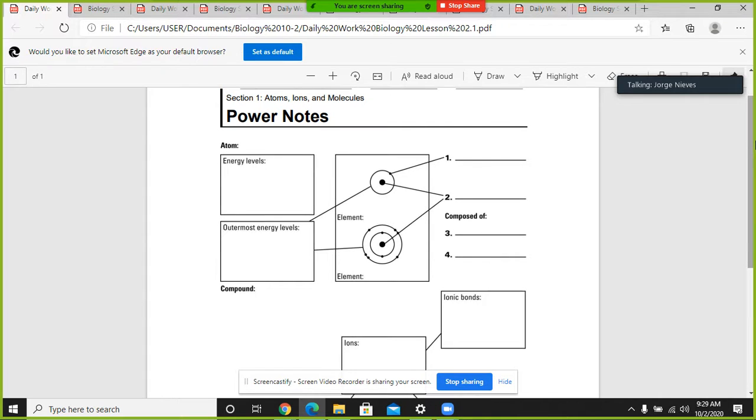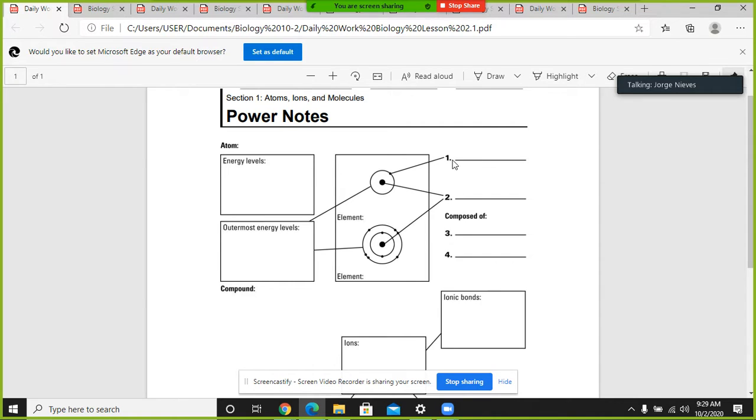The second thing we're going to talk about is the outermost energy level. That is where the electrons determine how atoms are formed. Here, element one is hydrogen and element two is oxygen. Hydrogen has one electron, and you can see that oxygen has 8 electrons.